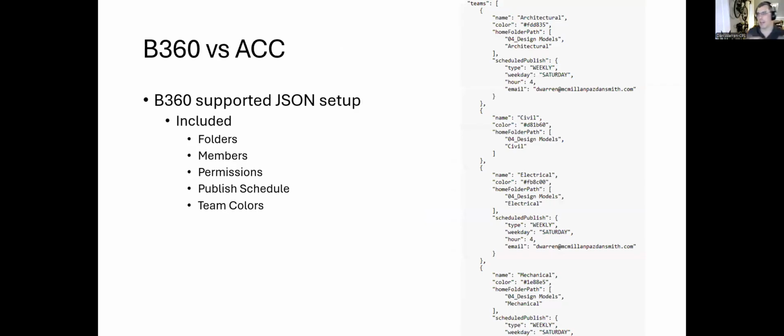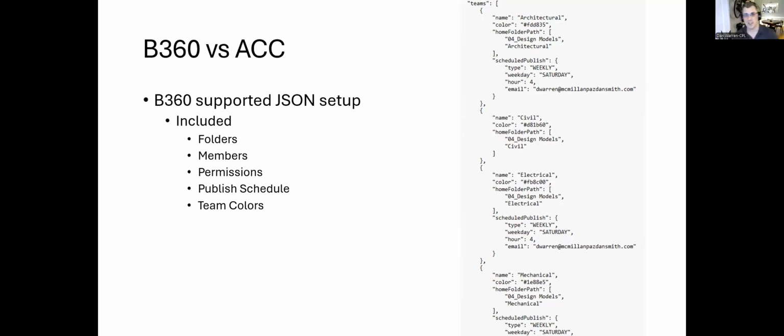And then the thing that I'm super sad about is BIM 360 supported JSON setup, which controlled your folder structure, your members, your permissions, your publish schedule, and your team colors. You could see a snippet of the old JSON file I used to use, and you could see about the middle where it says schedule publish type is set to weekly every Saturday on the hour 4. And then the email is like, who is pushing the publish? As opposed to it just automatically publishes. So it's sad. I used to be able to just create a project and upload a JSON, and it created everything you needed in ACC, but it's not that big a deal.